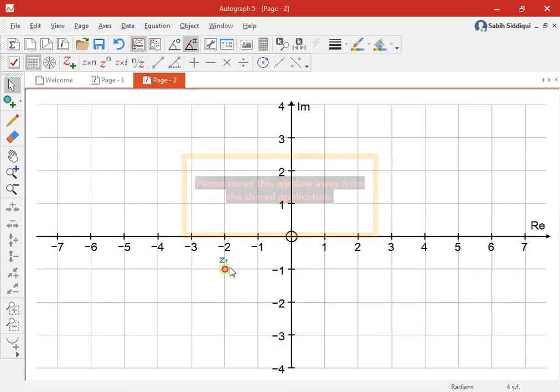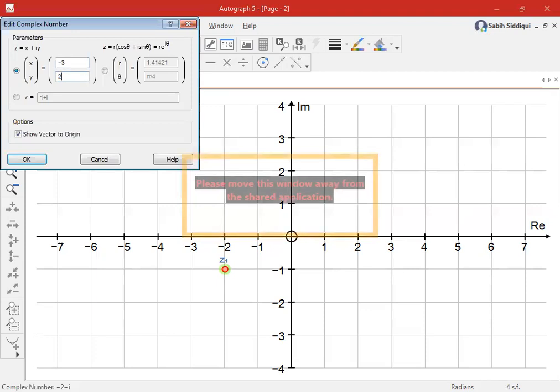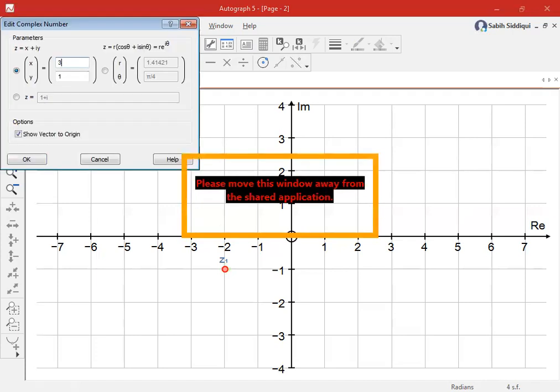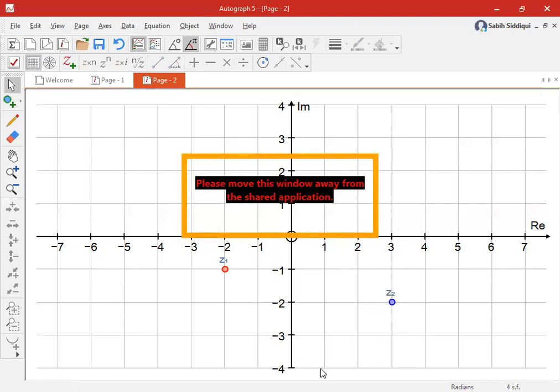Okay, class. So this is one point. And what is the other point? -3 and 2. Or is it vice versa? 3 and -2. Now these are the 2 points.